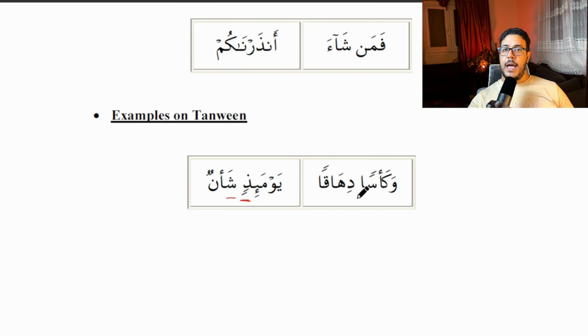Sheen is an Ikhfaa letter. It's not among the Idhar or Iqlab or Idgham letters, and it's a light letter, so it will be Ikhfaa Haqiqi with light Ghunnah. يَوْمَئِذٍ شَأْنٍ. So here it's an Ikhfaa with light Ghunnah because the Tanween is followed by an Ikhfaa letter, and this letter happens to be a light letter.